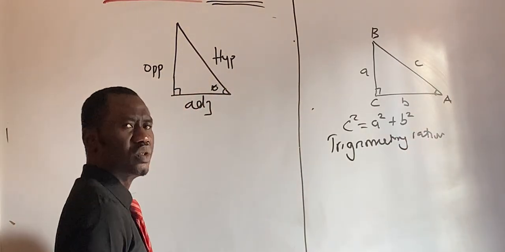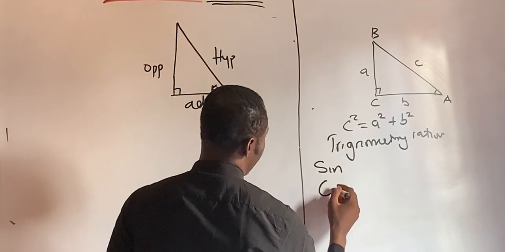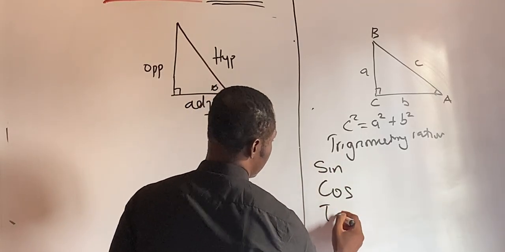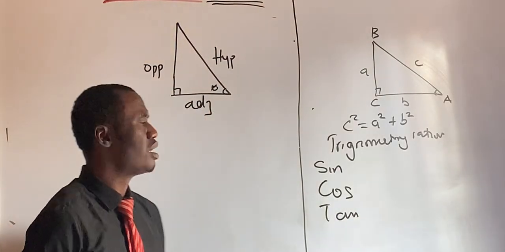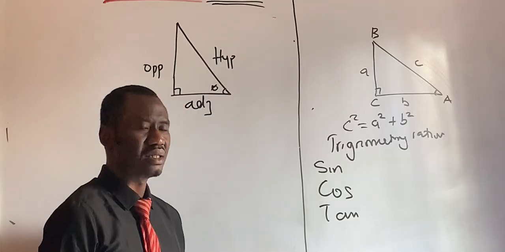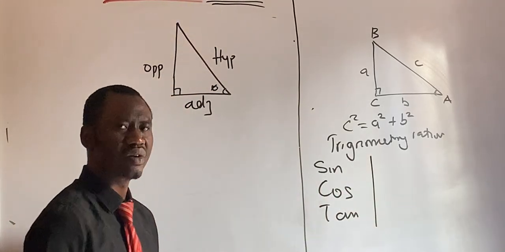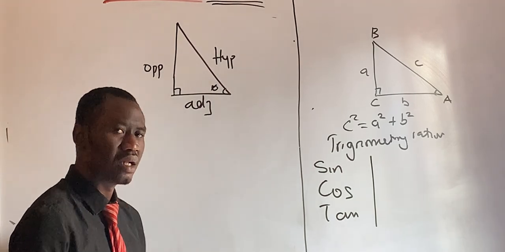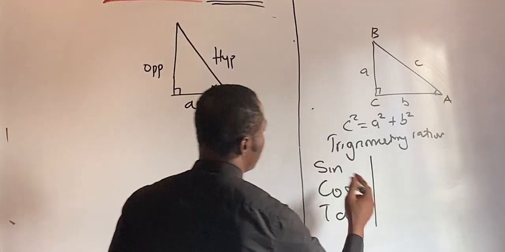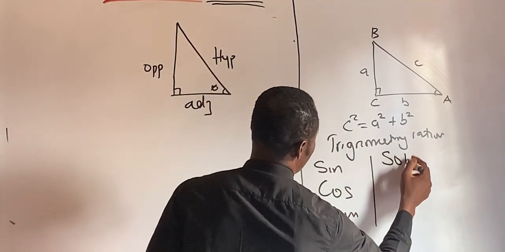The trig ratios are the sine, the cosine, and the tangent. Now, what do we use in solving these trig ratios? We use the famous word that we learn in college, or in primary school, known as SOHCAHTOA.